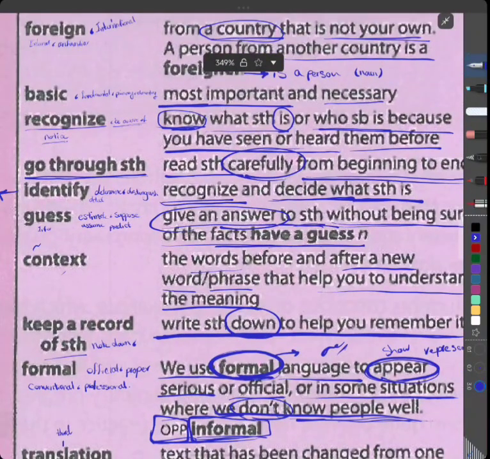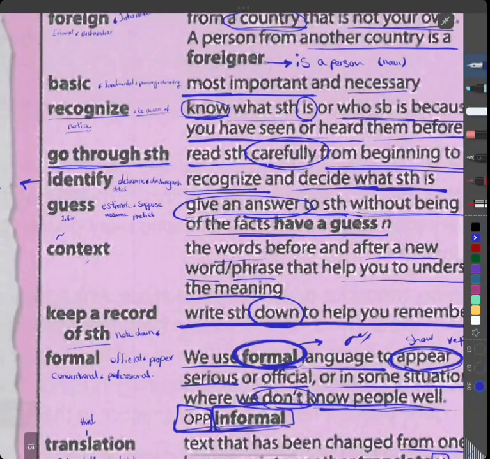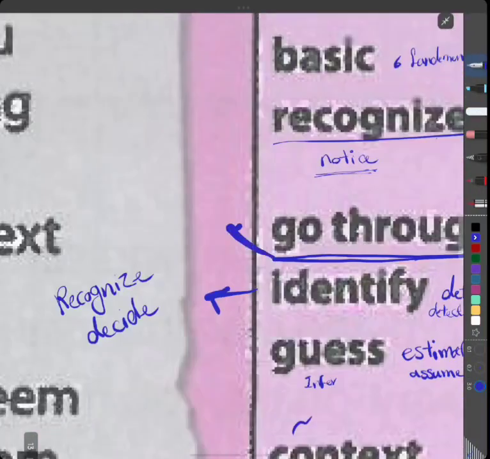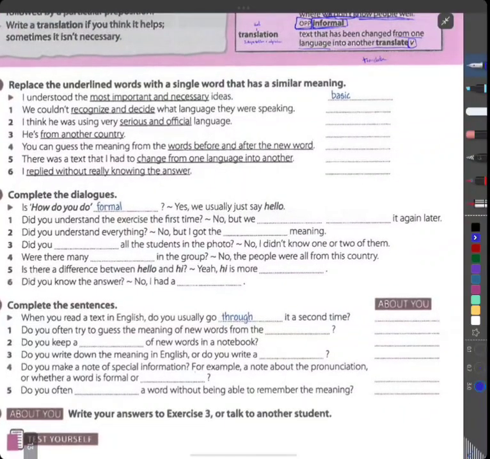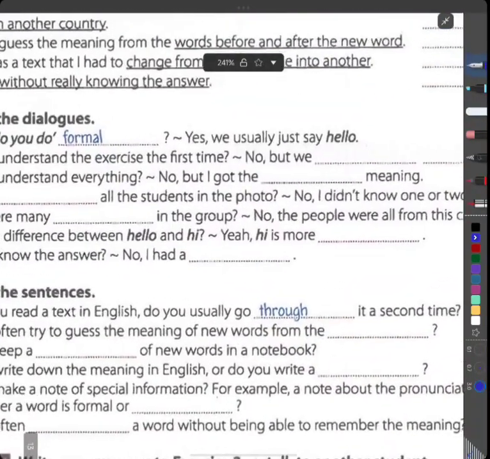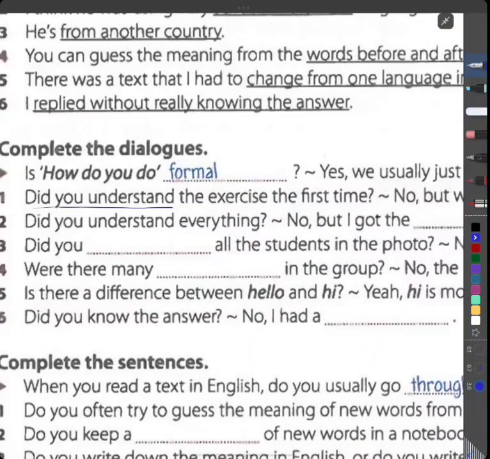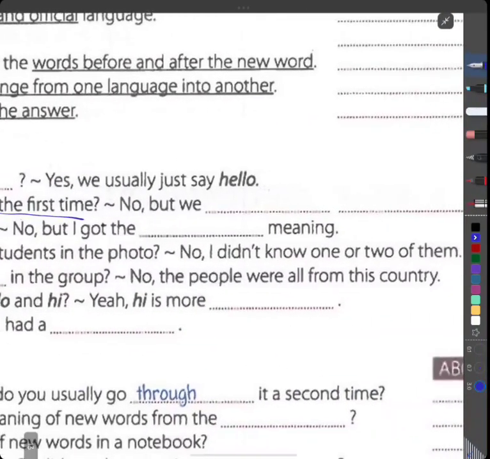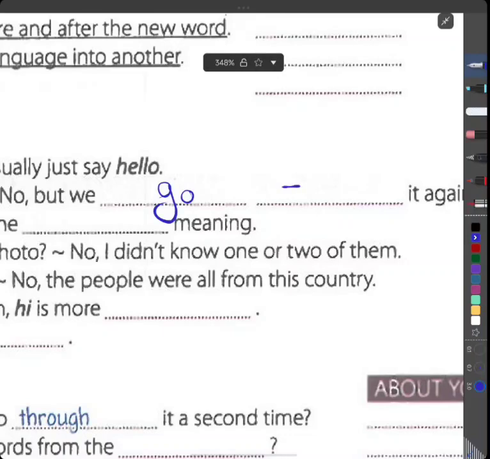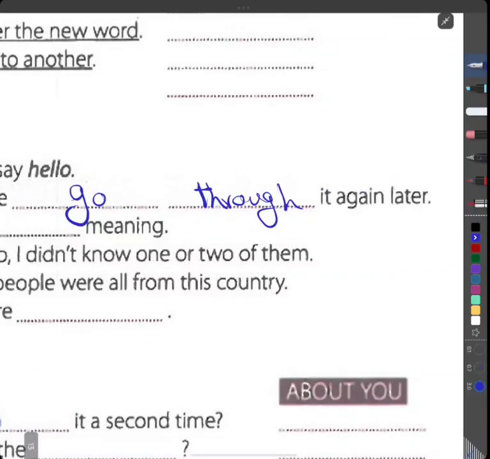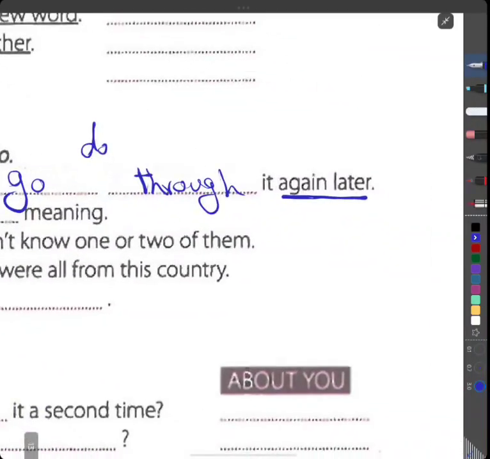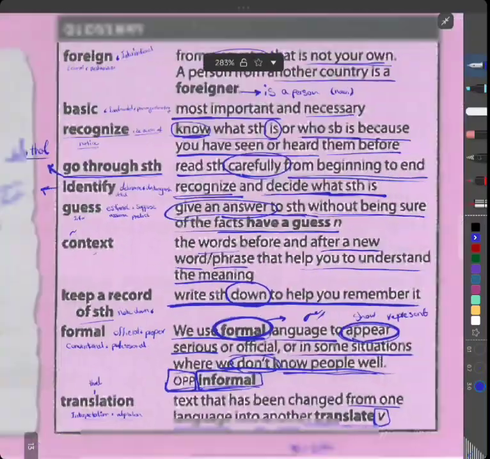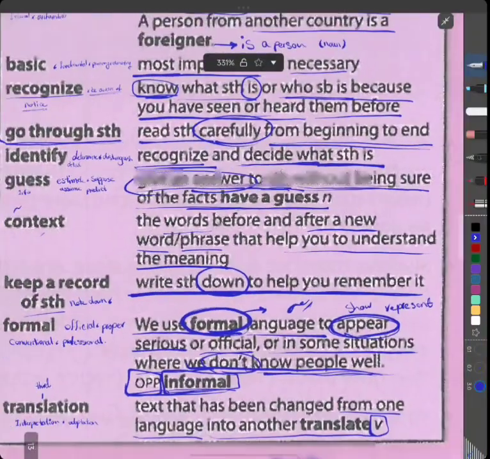And go through something. Read something carefully from beginning to end. Go through something. We can, for example, do that. Okay? An example here. Where is it? Here. Did you understand the exercise the first time? No, but we go through it again later. It means we can do it again later. Okay? یعنی که در راستای اون پیش رفتن یه همچین معنی میده.